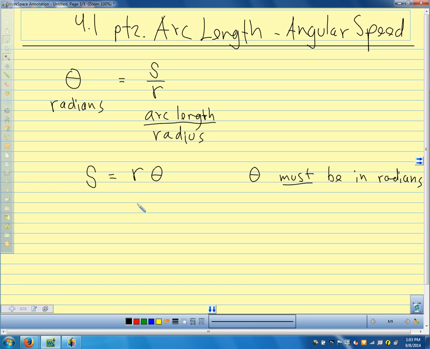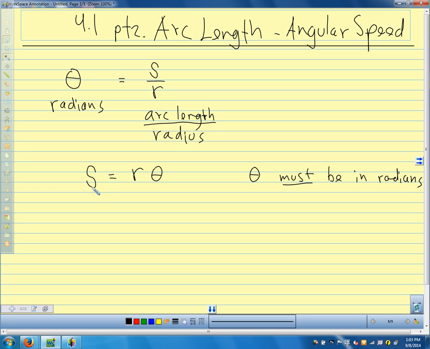And when you were in geometry, you probably learned a formula for arc length where you took the angle and divided by 360 and multiplied it by the circumference of the circle to find the arc length. Basically what you were doing there is converting the angle to radians. You were converting the angle to radians before you found the arc length.